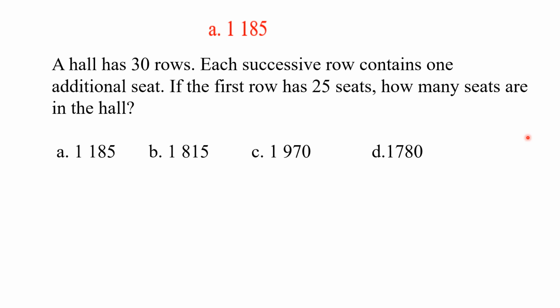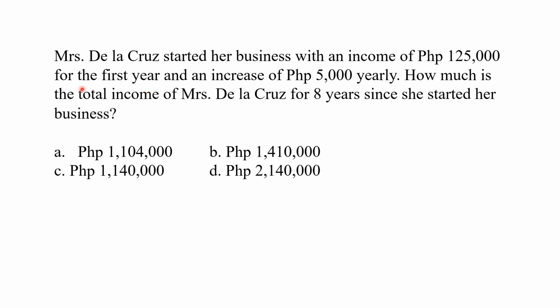So in this, a hall has 30 rows. Each successive row contains one additional seat. The first row has 25 seats. How many seats are there in all in the hall? And the correct answer is letter A. That is 1,185.